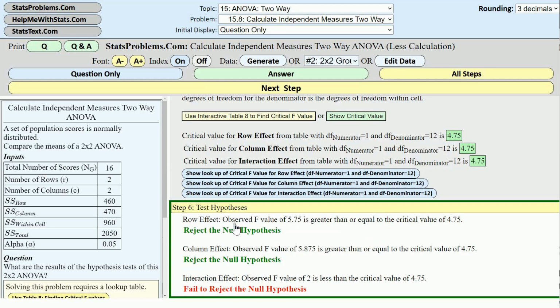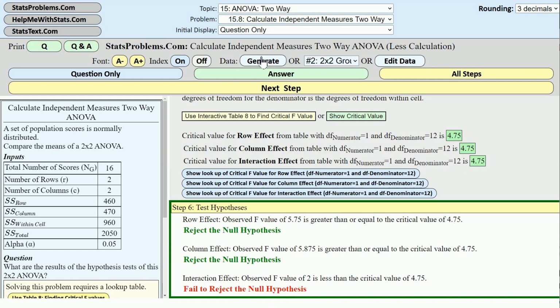In step 6, we test the hypotheses for all 3 effects. For the row effect, the observed F value of 5.75 is greater than or equal to the critical F value of 4.75, so we reject the null hypothesis for the row effect. For the column effect, the observed F value of 5.875 is greater than or equal to the critical F value of 4.75, so we reject the null hypothesis for the column effect. For the interaction effect, the observed F value of 2 is less than the critical F value of 4.75, so we fail to reject the null hypothesis for the interaction effect.